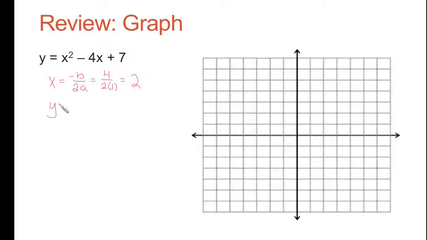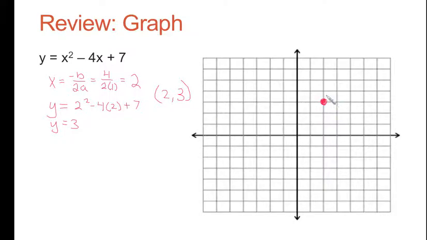We plug that in to find our y value, so 2 squared minus 4 times 2 plus 7. So we end up with y equals 4 minus 8, negative 4, plus 7 is 3. So our vertex is the coordinate 2, 3. So 1, 2, 1, 2, 3.